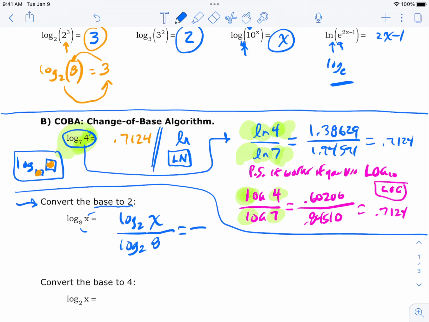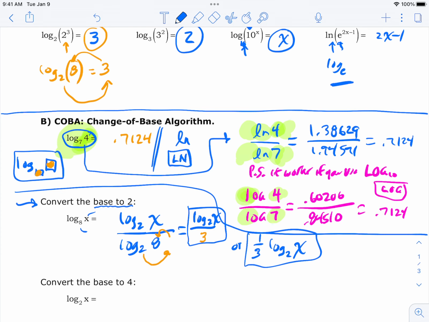Well, see, the thing is we can go a little bit further, because the log base 2 of 8 is something we can figure out. In this case, we can figure out in our heads, 2 to what power is going to give me an 8? 2 to the 3 power is going to give me an 8. So what I've got here is the log base 2 of x divided by 3, or if you prefer, 1/3 of the log base 2 of x. To divide by 3 is to multiply by 1/3. So who'd have thunk it?